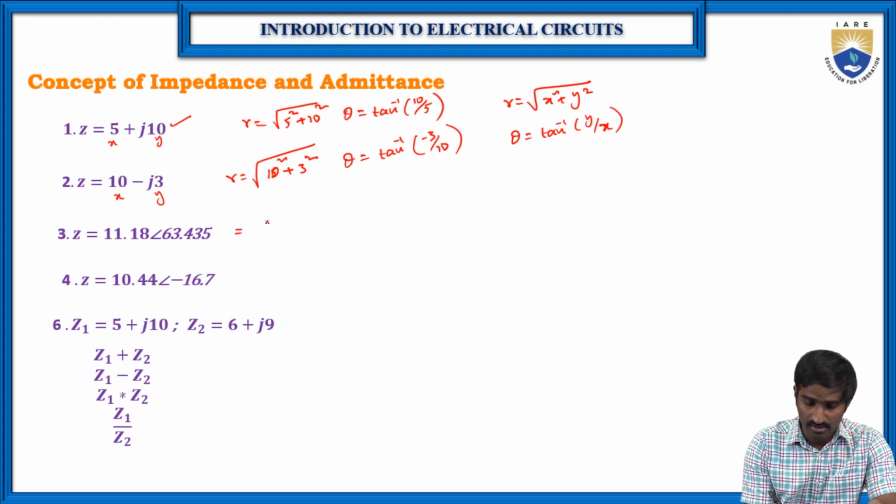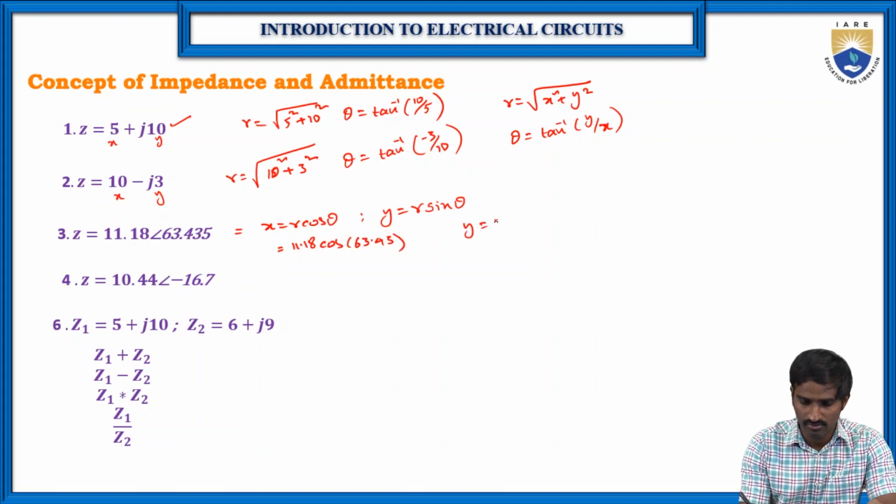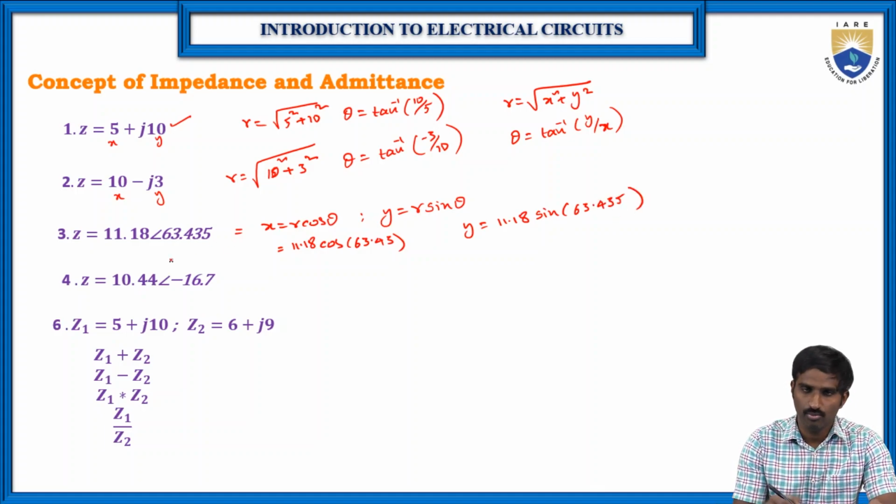For the polar form, x is equal to r cos theta and y is equal to r sin theta. Here r is 11.18 and theta is 63.43, so x is 11.18 cos 63.43, and similarly y is 11.18 sin 63.435. Like this you can convert polar into rectangular form again, because now you know the x and y values.